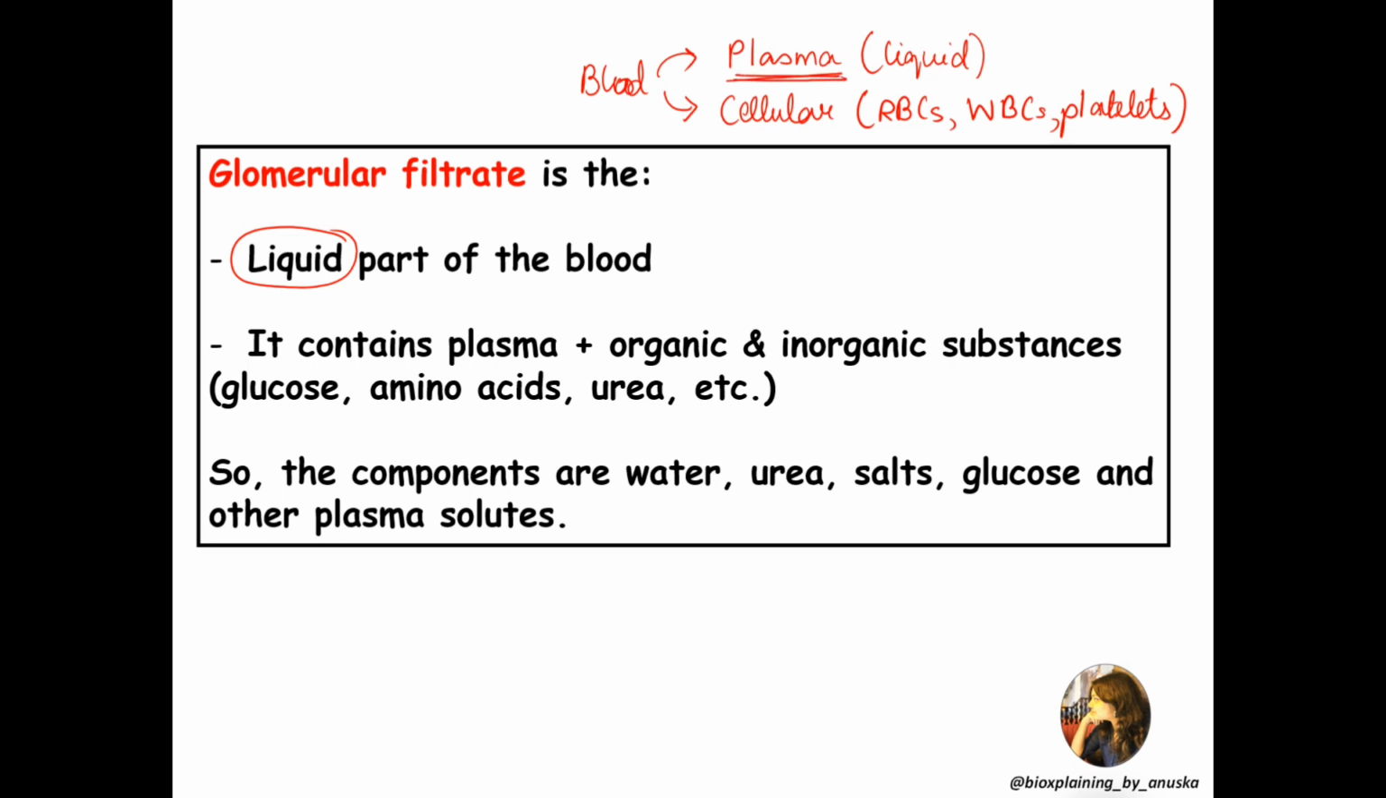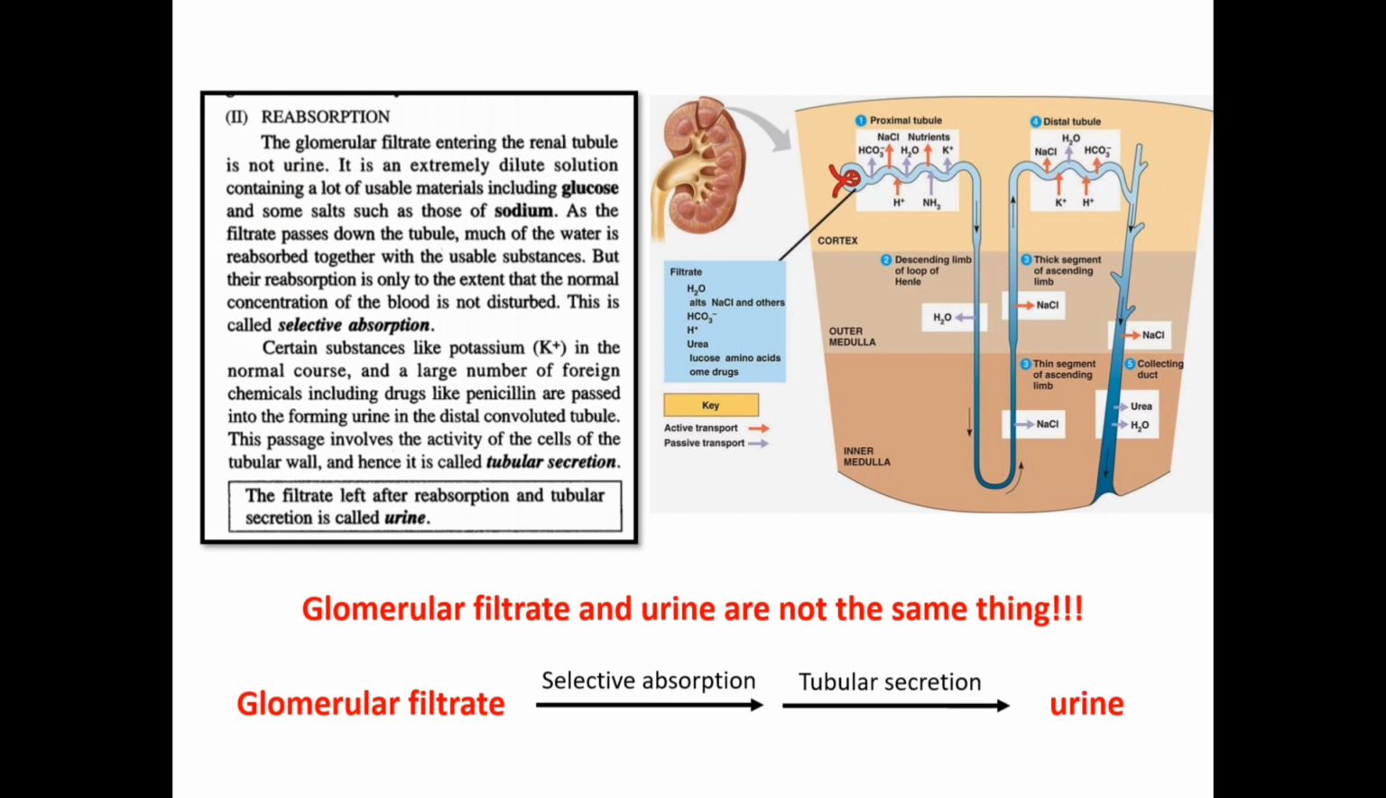So the glomerular filtrate has the plasma along with organic and inorganic substances like glucose, amino acids, urea, etc. Majorly the components of the glomerular filtrate are water, urea, salts, glucose, and various other solutes dissolved in the plasma. That is about the first process, which is ultrafiltration.